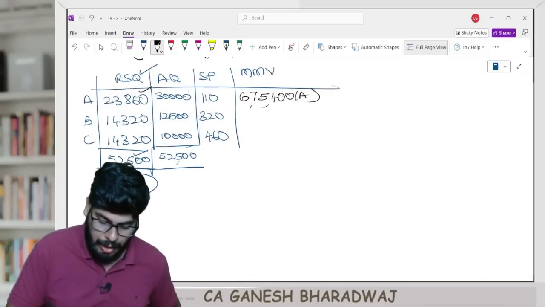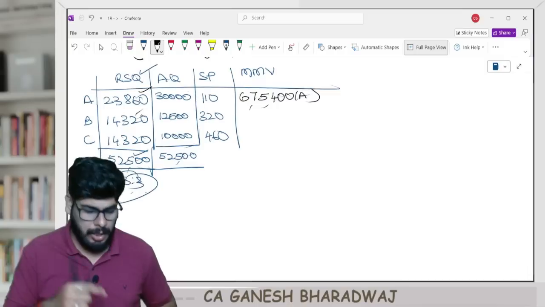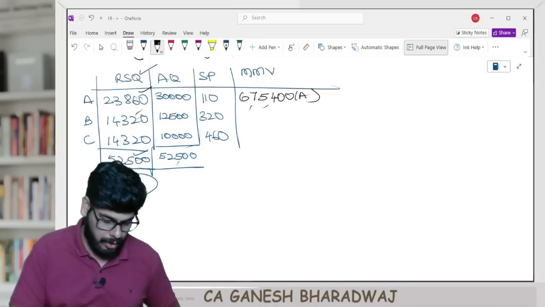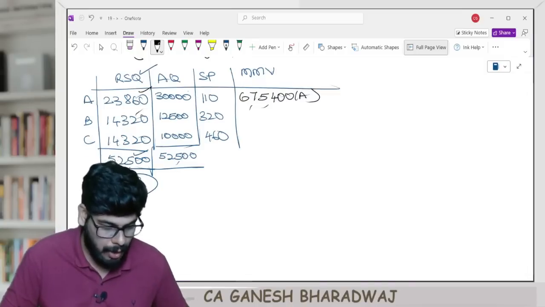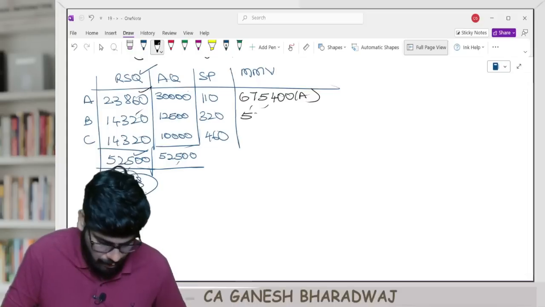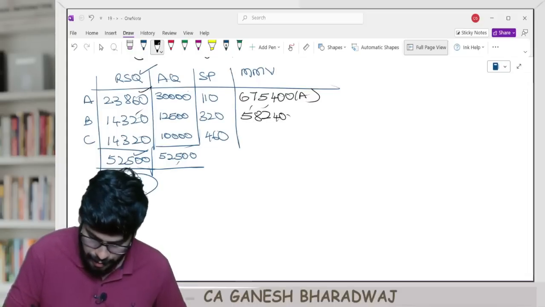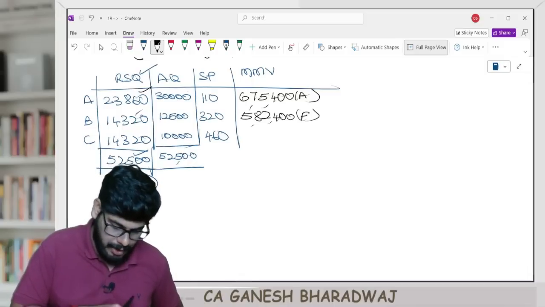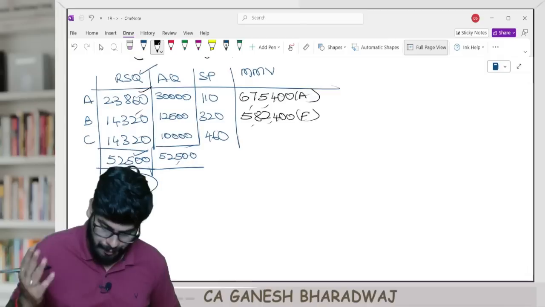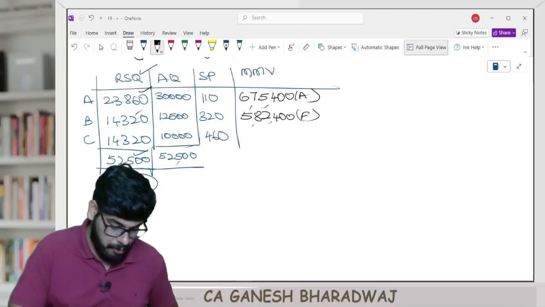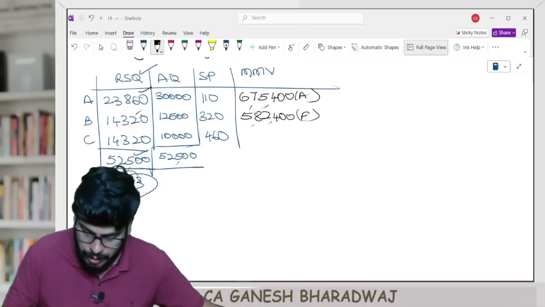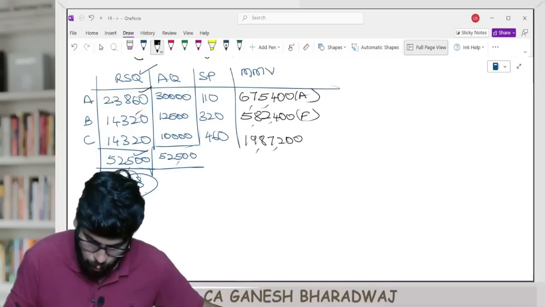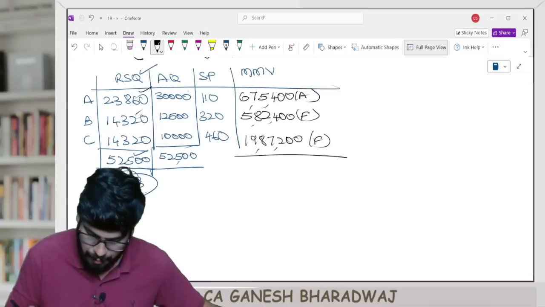Similarly here, you should have consumed 14,320. You have only consumed 12,500. It's a favorable variance. 14,320 minus 12,500 into 320 is going to be 582,400. That's a favorable variance. And then 14,320 minus 10,000 is going to be 4,320. That's a favorable variance once again, into 460. It's going to be 19,87,200. Once again, here also it's going to be a favorable variance.